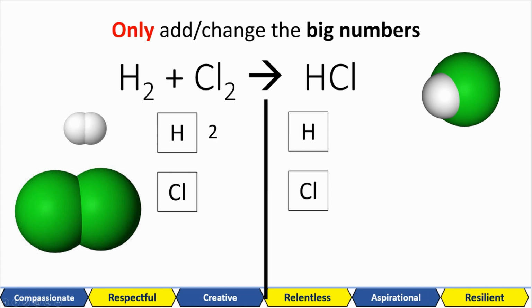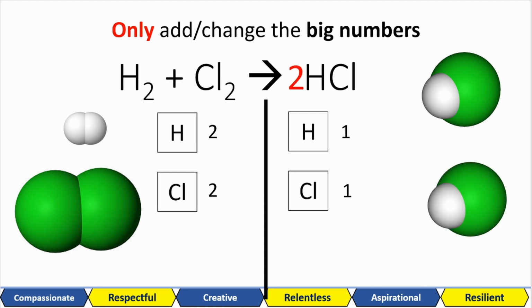We have 2 hydrogens and 2 chlorines on the left hand side, but we only have 1 of each on the right hand side. Without changing the subscript, we need to multiply the right hand side by 2. So we add a big 2 in front of the right hand side. Now the equation is balanced.